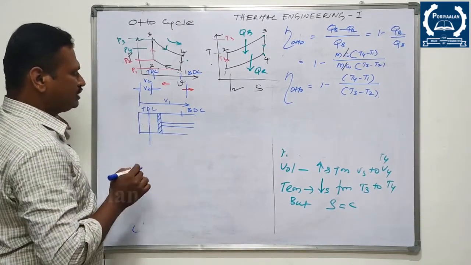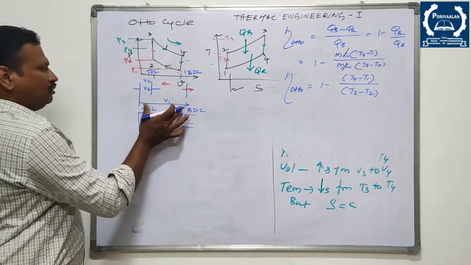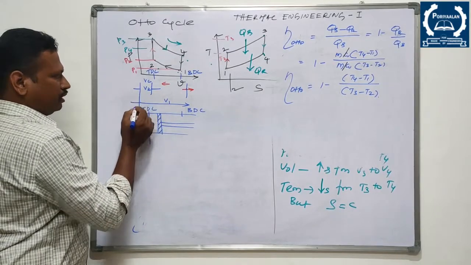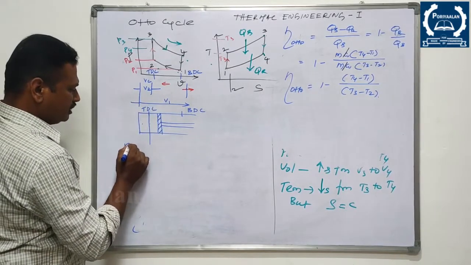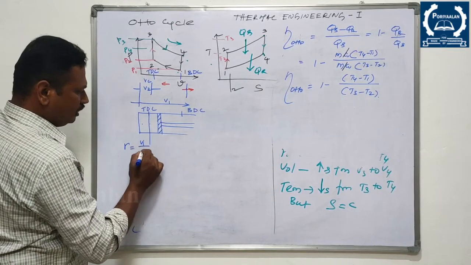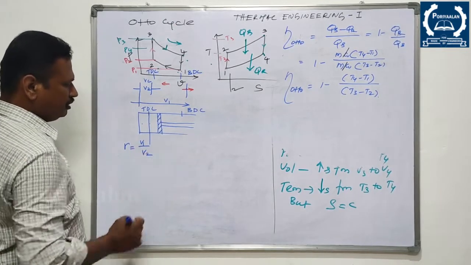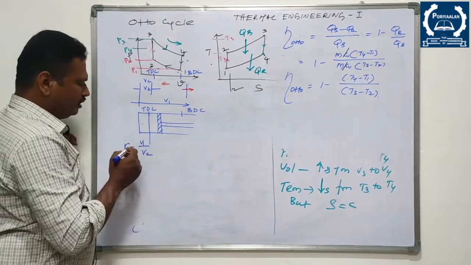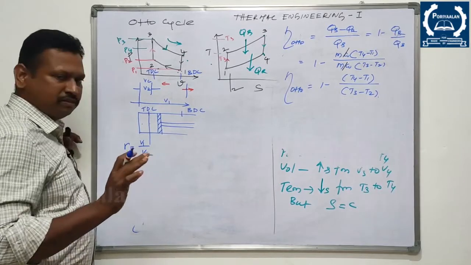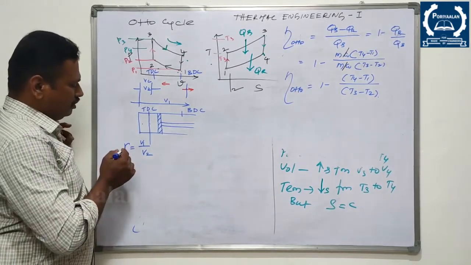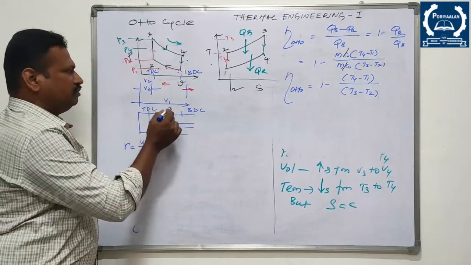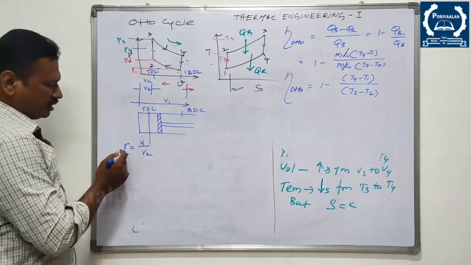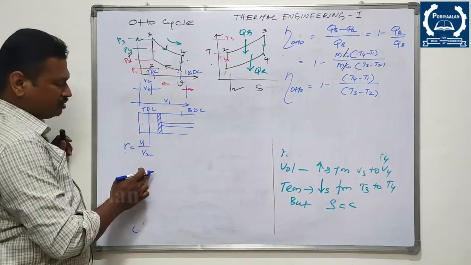So now what is compression ratio? This is the total volume. So compression ratio is defined as total volume by clearance volume, right? Nothing but V1 by V2. We will see this in detail in the next topic. For now, just keep it in mind: R is the compression ratio, that is V1 by V2. Up to this is sufficient for the Otto cycle.